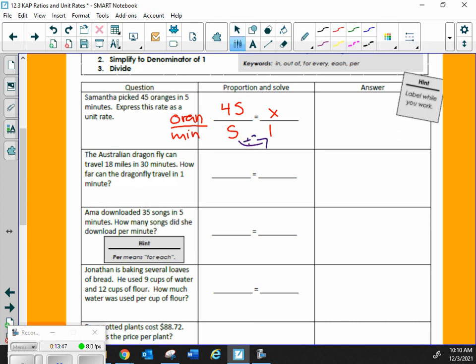Great. My answer is 9. Okay? With unit rates, I always like to put my units. So that is 9 oranges per minute. Okay? In the rates, in the units, it tells you what order you did it. Oranges per minute. Now see how I did that? Wow. Such a power.